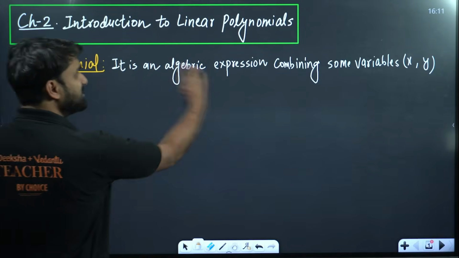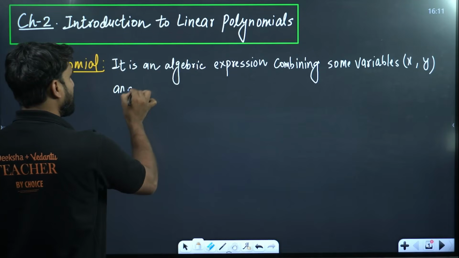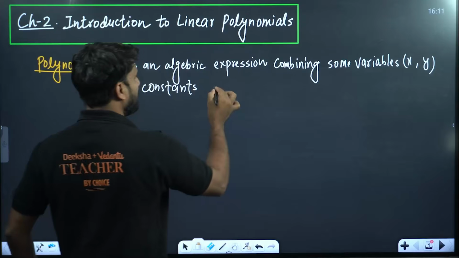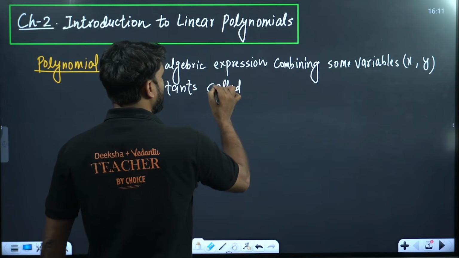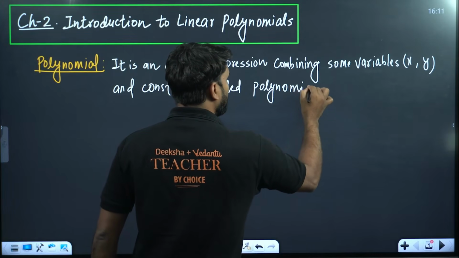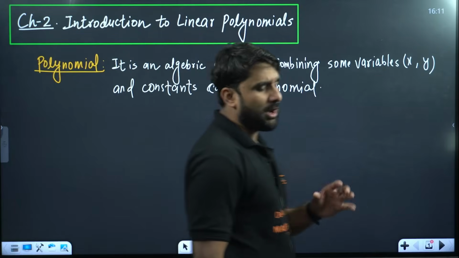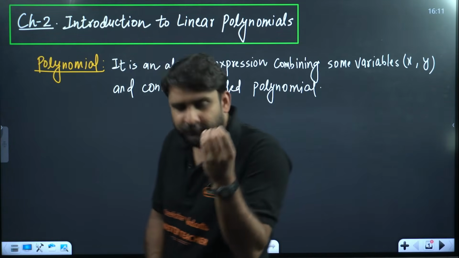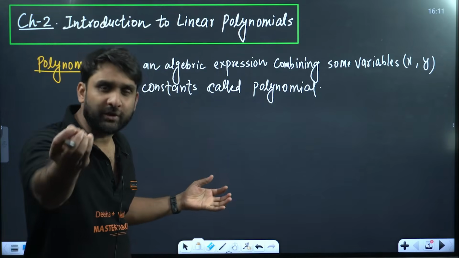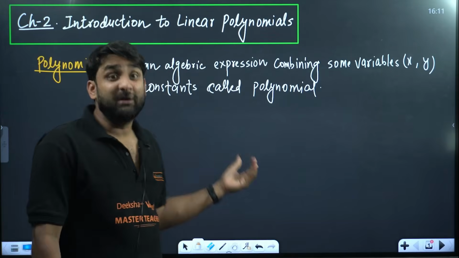So, it is an algebraic expression combining some variables and constants, called polynomial. Yes, my dear, this is called polynomial. Okay. Now, I know for some students this definition may be very easy to understand, and for a few students it may be difficult to understand.